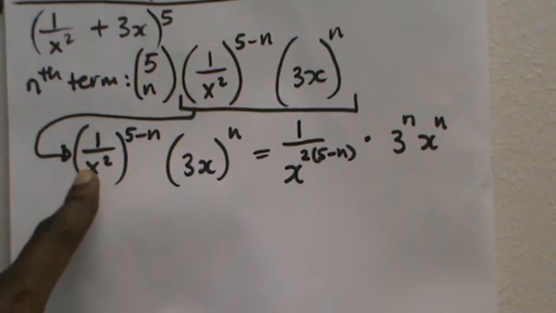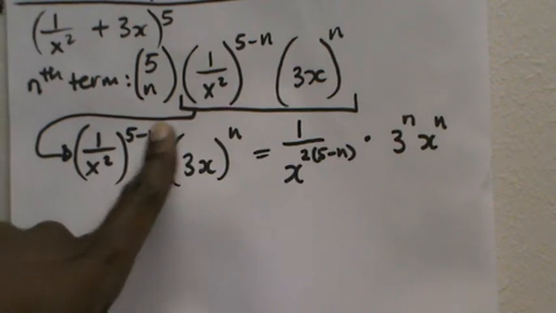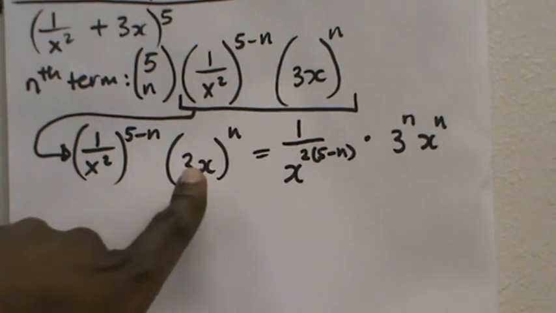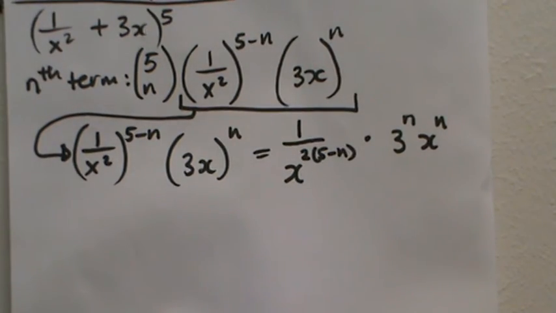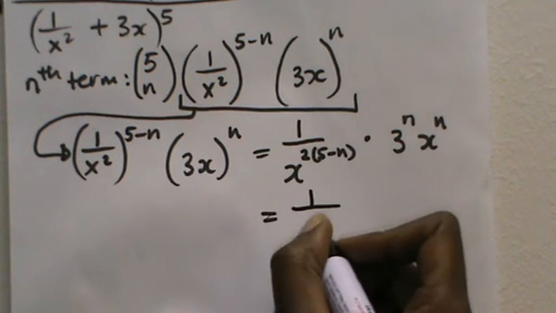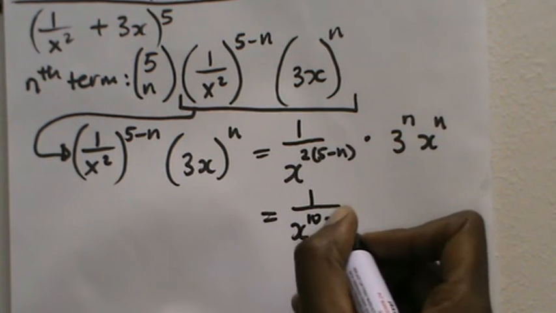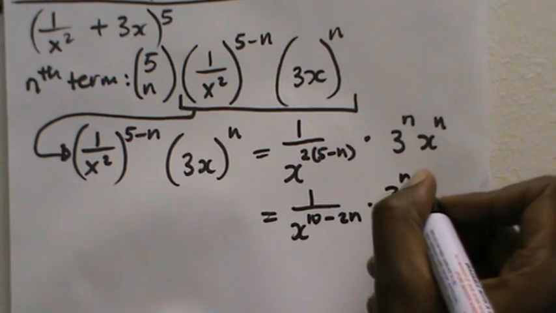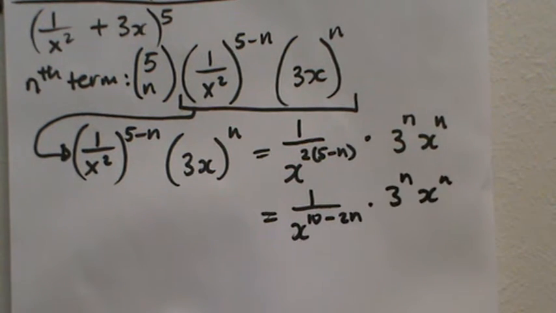And then here, when it's x squared raised to this power, I need to multiply those exponents. And here the 3 gets the n, the x gets the n. Okay, so when I work this out, what do I have here? Here I have 1 over x to the power of 10 minus 2n, and then 3 to the power of n, x to the power of n. Now you always have to keep in mind what I'm working towards. I want the final power of x to be equal to 2.